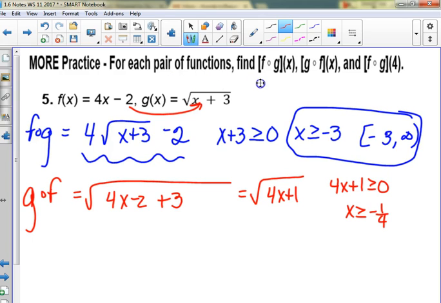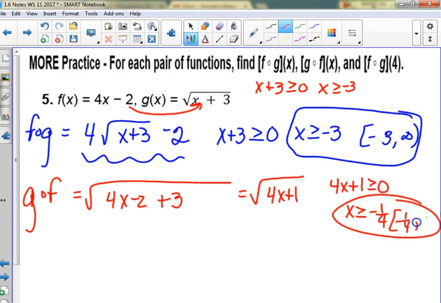The original domain was x plus 3 is greater than or equal to 0, so x is greater than or equal to -3. Did we restrict it further or make it bigger? This included everything from -3 on up. Now we're only including from -1/4 on up. As long as we made it smaller, we're good. You just can't make it bigger. We didn't. So this is correct, or -1/4 to infinity.